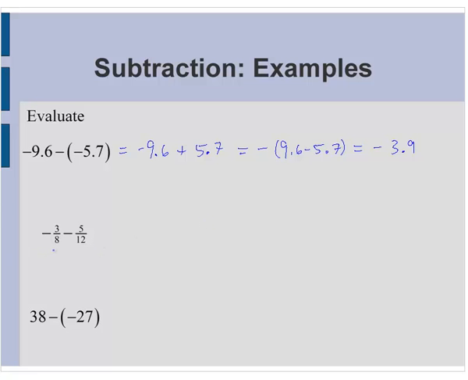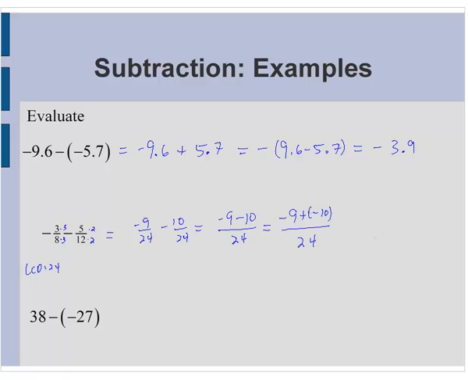Building up the fractions here using a common denominator of 24. So the first fraction by a factor of 3 and the second fraction by a factor of 2. We would have negative 9 24ths minus 10 24ths, which would be negative 9 minus 10 over 24, or negative 9 plus negative 10 over 24.